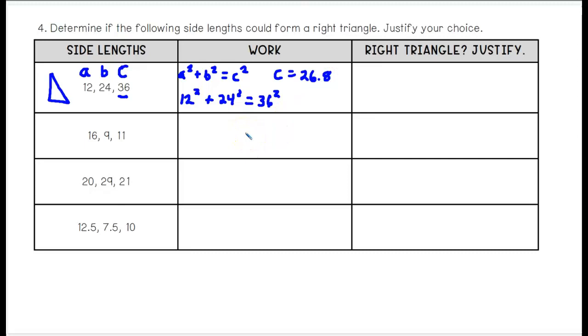Is that a right triangle? No, it is not, because this should be equal to 36. So is it a right triangle? No, because 12 squared plus 24 squared does not equal 36 squared.